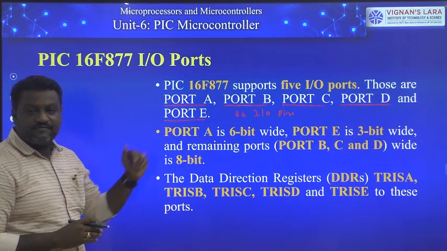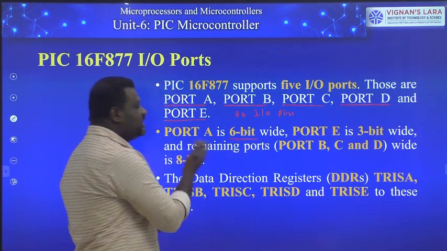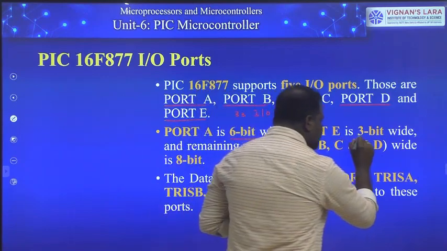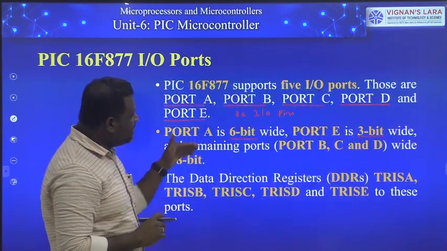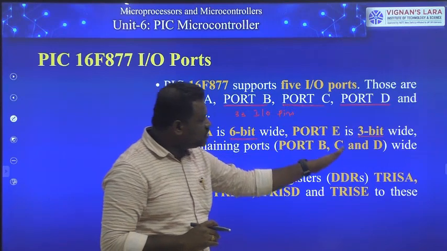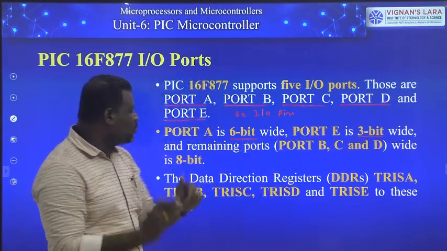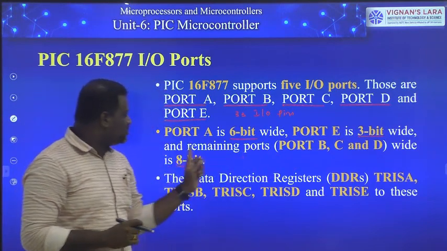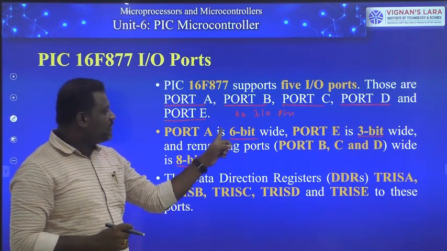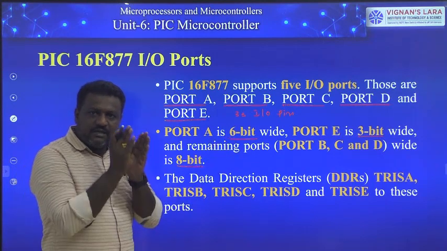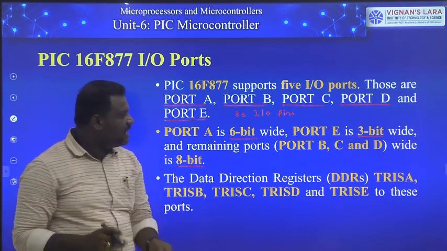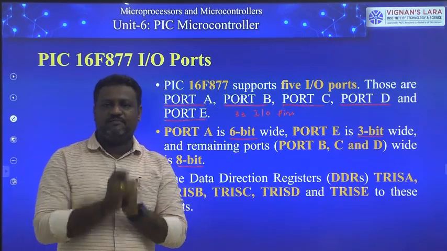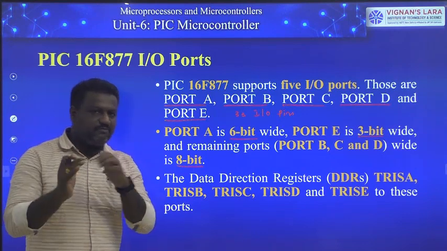Port A is 6-bit wide and port E is 3-bit wide. The remaining ports, port B, C, and D, are each 8-bit wide. So from 3 ports, 3 eights are 24. From port A we get 6 pins, 24 plus 6 is 30. And from port E you get 3 more signals, a total of 33 I/O pins from these 5 I/O ports.